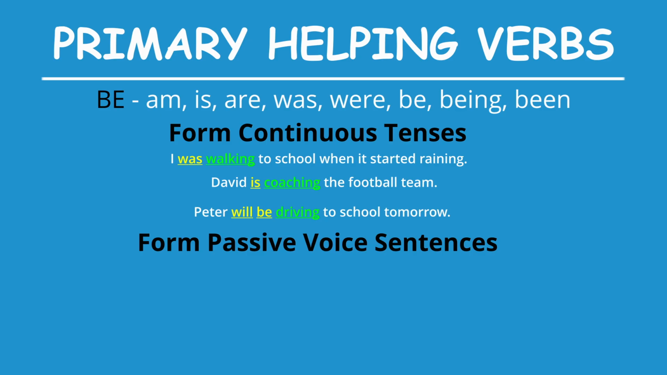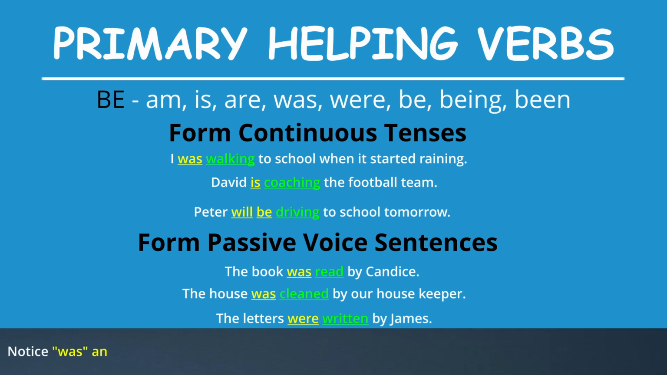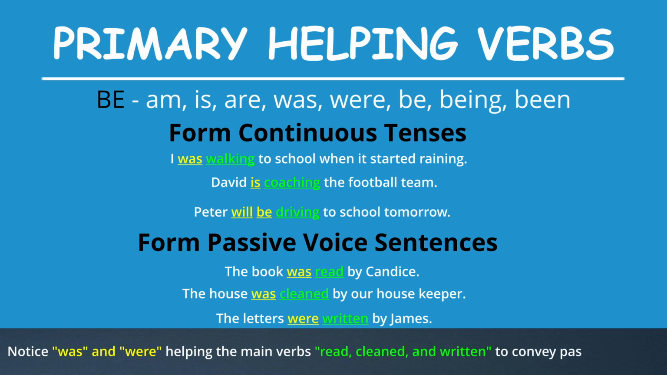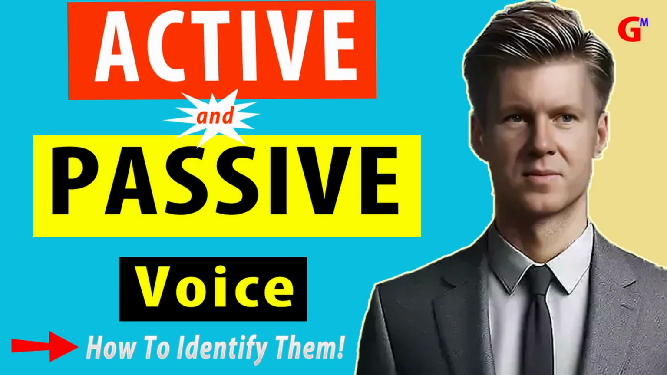Also, be is used to form passive voice sentences. For example, the book was read by Candace. The house was cleaned by our housekeeper. The letters were written by James. Notice the helping verbs was and were are helping the main verbs read, cleaned, and written to convey passive voice. You can check out this video to learn more about passive voice verbs and how they are formed in sentences.